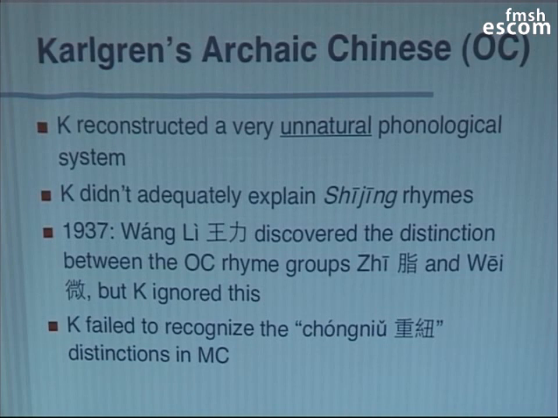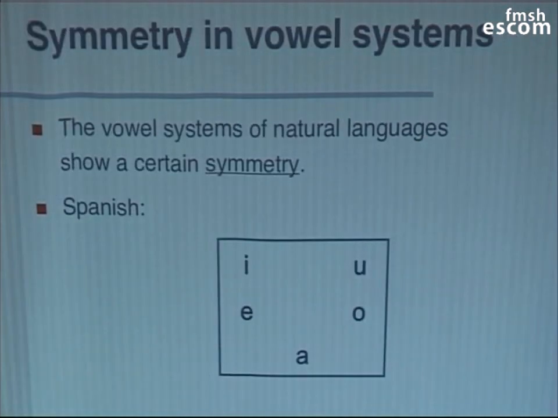There was another set of distinctions, the so-called chongniu, which I can tell you about later if you're interested. I won't go into it here, but there are distinctions marked in the rhyme books very clearly, and also in the rhyme tables, and they even have different reflexes in some dialects, but he did not think that this was a real distinction, and so he failed to make these distinctions.